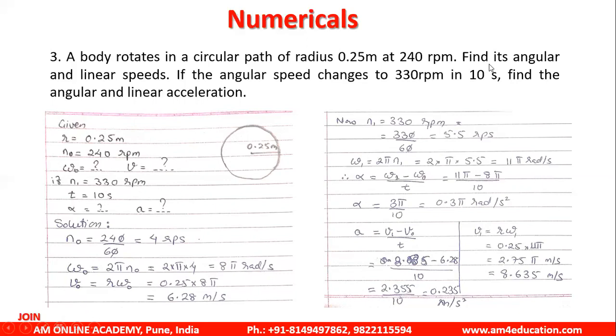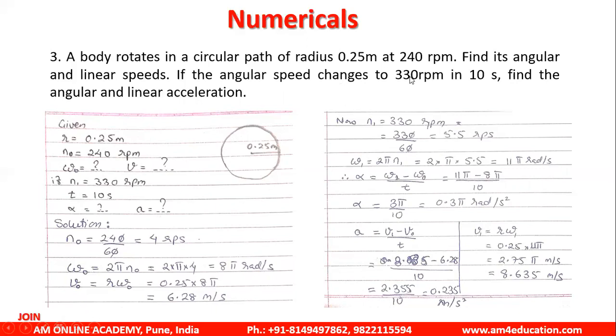Now what we have to find? First, find the angular speed and linear speed, that is omega 0 and V0. Then if the angular speed changes, in that case you have to find out angular and linear acceleration, that is alpha and A. Let us see the solution.